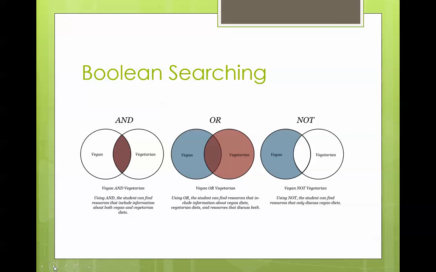And you can also use the Boolean operator NOT to say, bring back only vegan articles and not vegetarian. So you would say vegan, not vegetarian. And it would only bring back those articles relating to vegan.